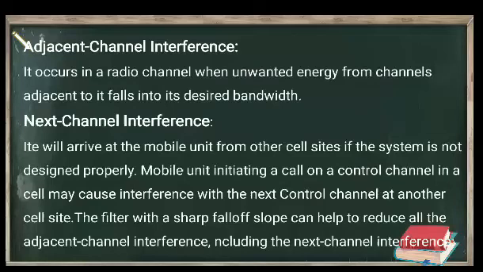Next, channel interference, similar to adjacent channel interference. It will arrive at the mobile unit from other cell sites if the system is not designed properly. A mobile unit initiating a call on a control channel in a cell may cause interference with the next control channel at another cell site. A filter with a sharp fall-off slope can help to reduce adjacent channel interference. No doubt we use filters to minimize interference, but some unwanted frequencies also pass through these filters, and due to those unwanted signals interference is caused. Such interference is called next channel interference.